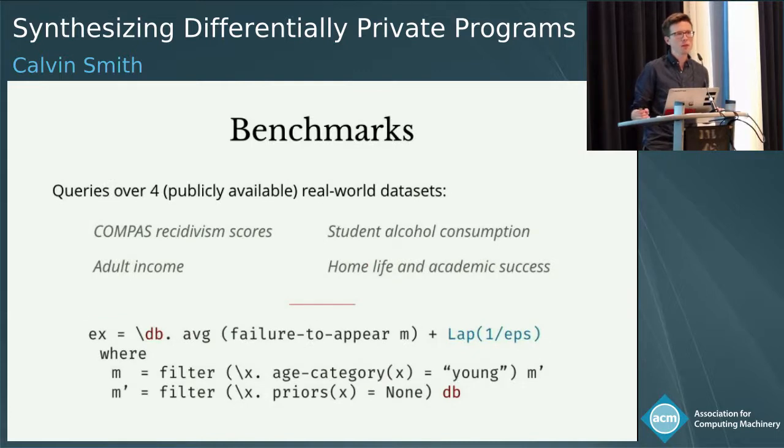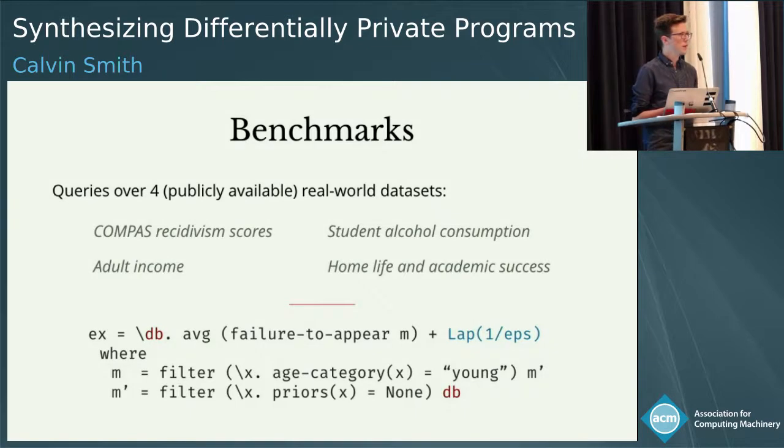Now, for benchmarking, remember, we're interested in enabling not necessarily privacy experts to access this kind of information. So we gathered a few publicly available real-world data sets that have information that we consider sensitive and possibly important. Things like recidivism scores, school performances, alcohol consumption, home life, the kind of thing that you don't want just anybody looking at, but can have some fairly serious socioeconomic implications in some situations.